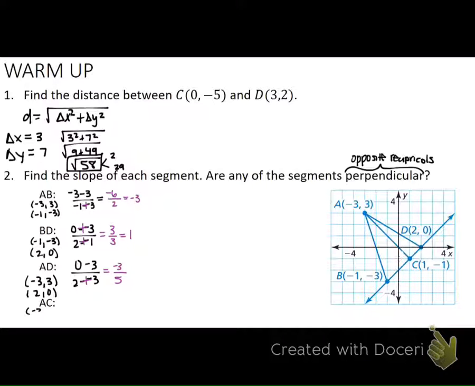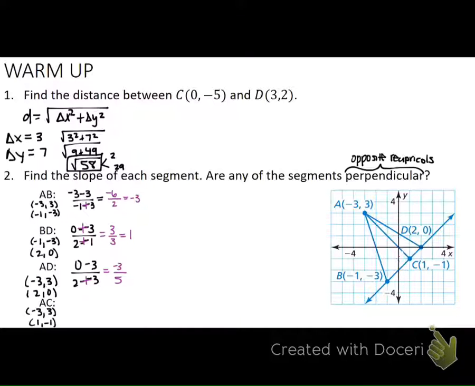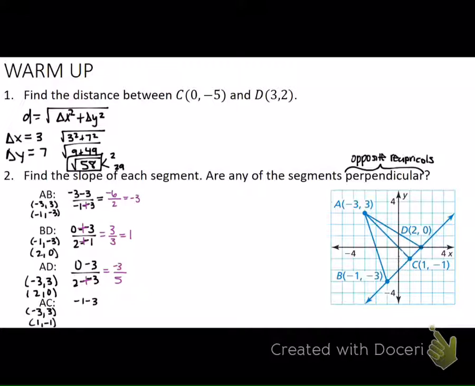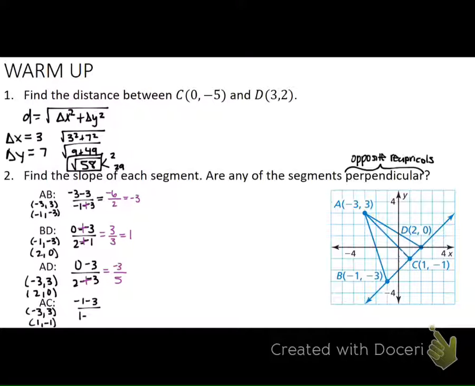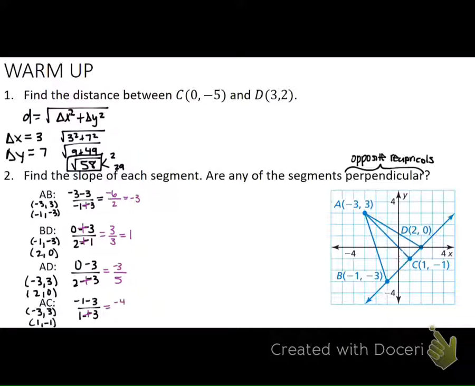And then AC is negative 3, 3, and 1, negative 1. So that's negative 1 minus 3 over 1 minus a negative 3. So that's negative 4 over 4, which is negative 1.